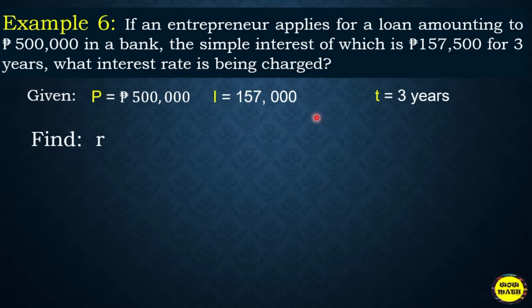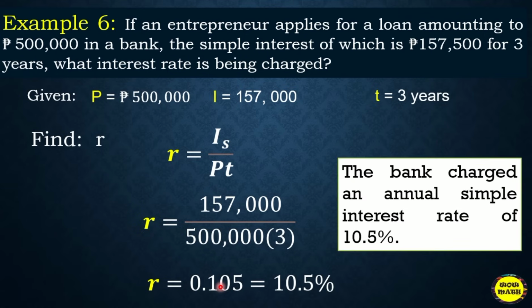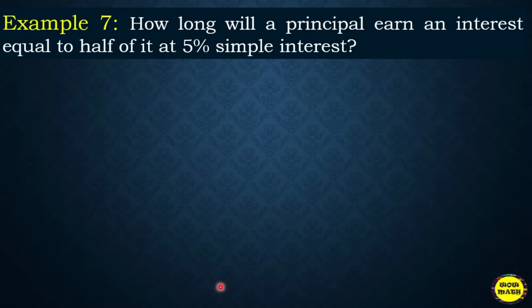So, ano yung formula? Pagkuha ng rate, that is I over PT or that is 157,500 over 500,000 times 3. So, that is 0.105. Ngayon, since rate to, kailangan natin naman siya i-convert into percent. So, paano yon? I-multiply lang natin by 100 or mag-move tayo ng 2 places to the right. No? So, that is 10.5%. Ibig sabihin, the bank charges an annual simple interest rate of 10.5%.